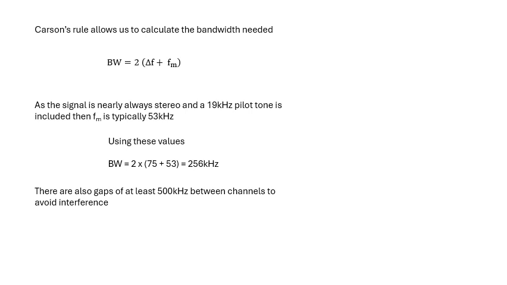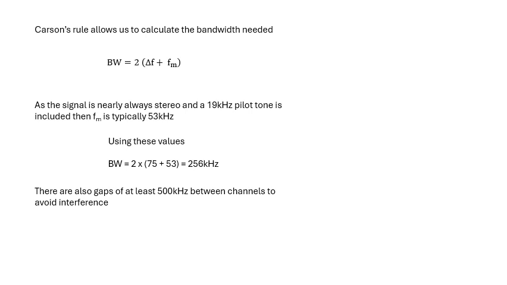Now, to work out the bandwidth, there's something called Carson's rule. So this is for FM, and the bandwidth is 2 times delta F. So delta F is the frequency deviation, and remember that's limited to 75 kilohertz, plus the modulating frequency, which is the frequency of the audio signal.